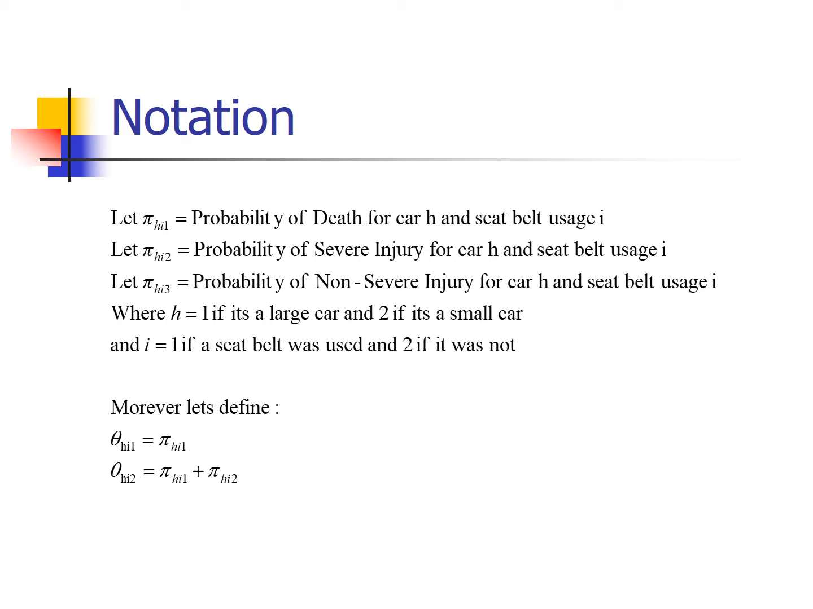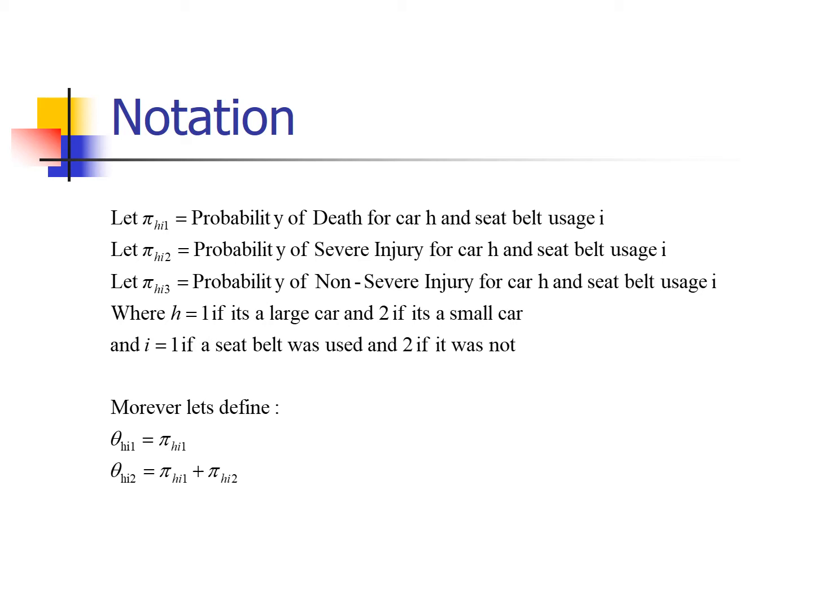So here we have three outcomes, not two. We have a pi 1, a pi 2, and a pi 3. Pi 1 is the probability of death. Pi 2 is the probability of severe injury. Pi 3 is the probability of non-severe injury. Now we're building models, so all three of these probabilities potentially depend upon the type of car, large or small, and also upon whether or not a seatbelt was used, yes or no. That's why we have the H and the I subscripts, indicating that these also depend on these extra variables.